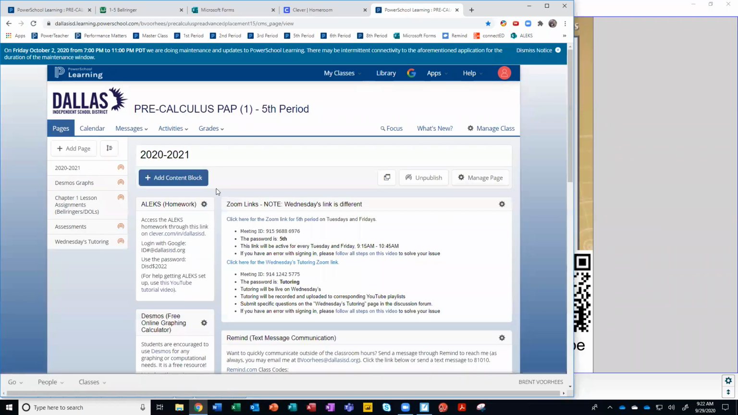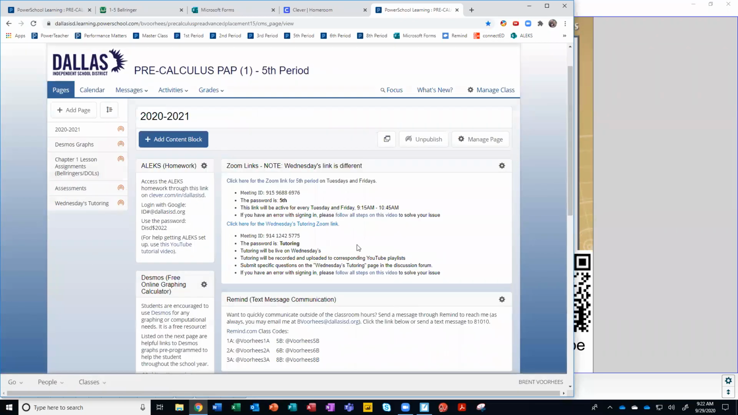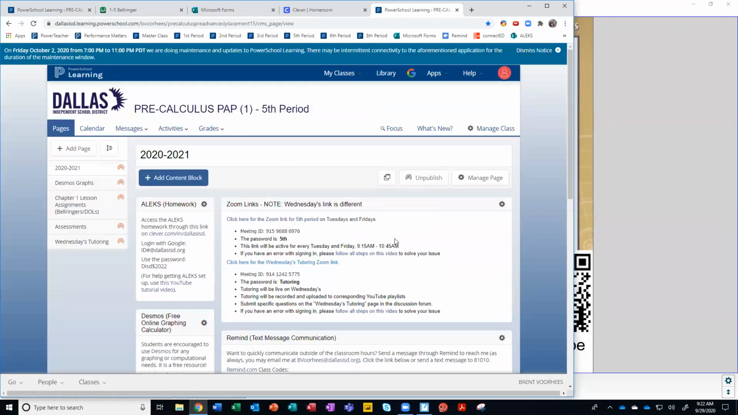Once you get here, this is what I suggest you bookmark by just starring the page. Hit star, save the bookmark. This is your home page. And so now that's the first thing to do, how to get to PowerSchool Learning. I just walked you through right there.